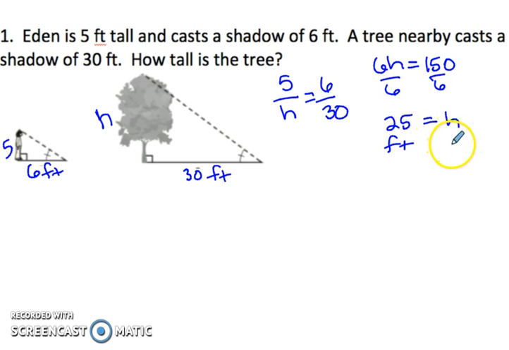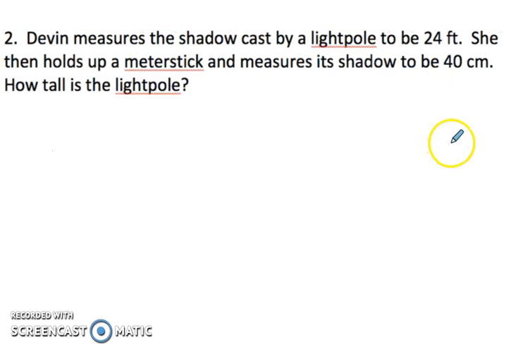Sometimes they'll give you a situation and you will have to set up the triangles yourself. So here we go. Devin measures the shadow cast by a light pole. Okay, so we've got a light pole. Here's my little light pole, and it's casting a shadow. So the shadow is 24 feet.